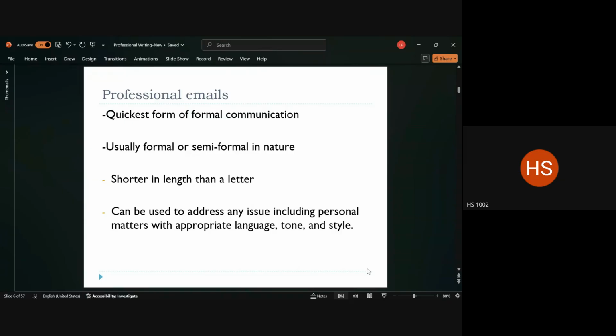The reason being, this is a form of communication very commonly used in professional domains. And what is the specialty of professional domains, no matter what profession you are in? One feature you see across any profession is that there is always a limitation of time, right? People don't have time. Everyone's busy. People work on a schedule. They don't have time to sit and read your long, lengthy emails. So you keep it to the point.